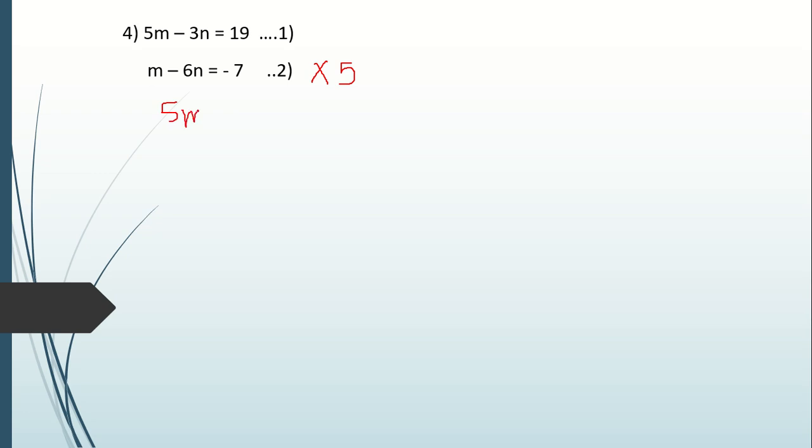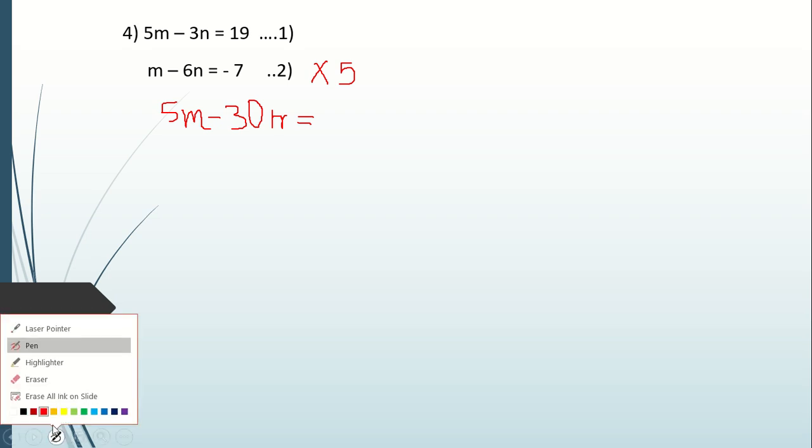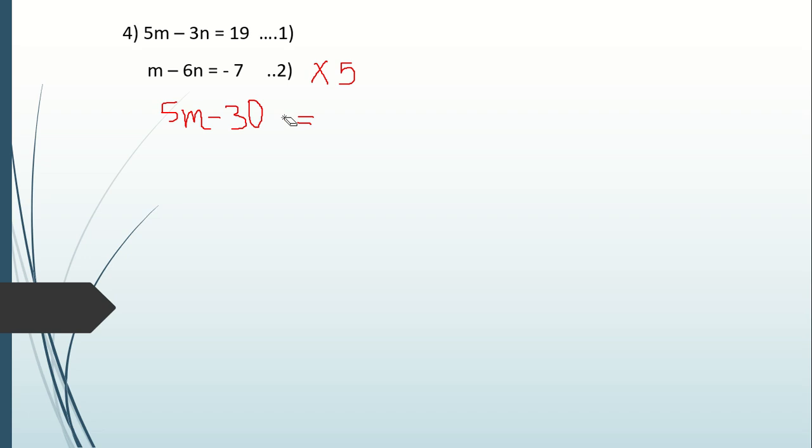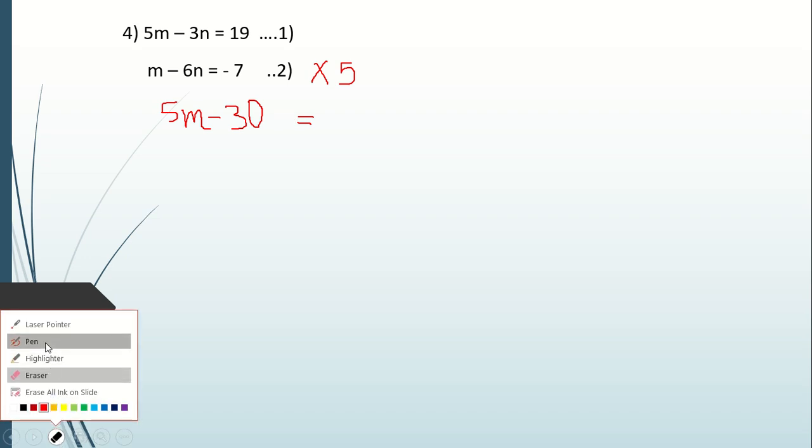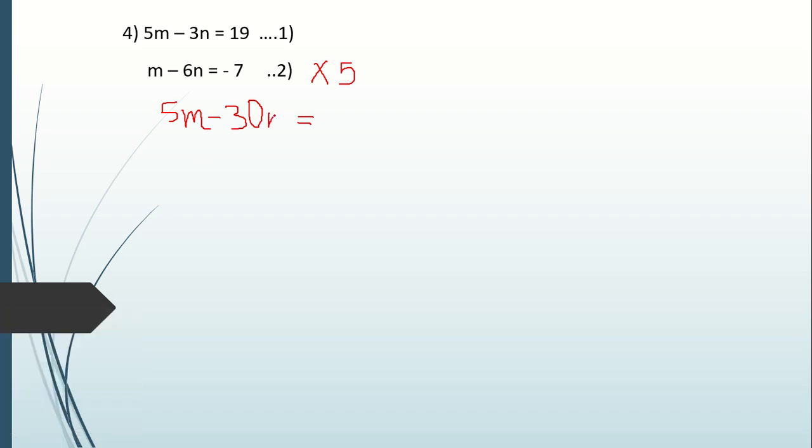5m minus 6 5's are 30n is equal to 30n. n is equal to 7 5's are 35, minus 35. I hope you are clear with the signs, what happens when it becomes minus, when it is plus. If you don't know that, please revise the rules, because you cannot do algebra without it.